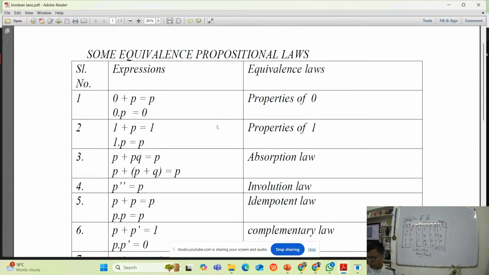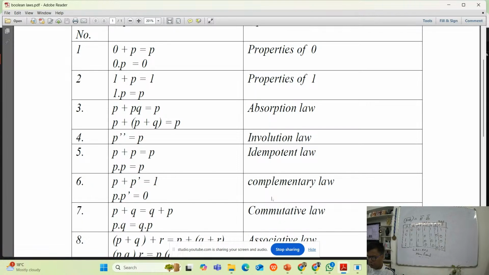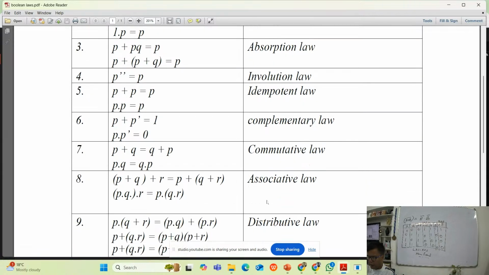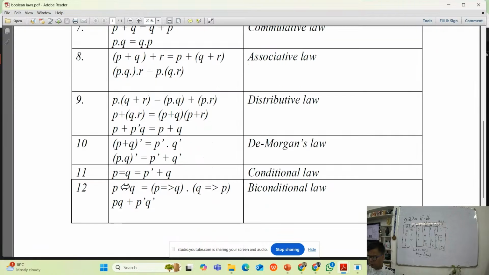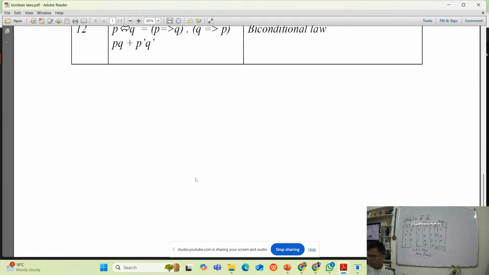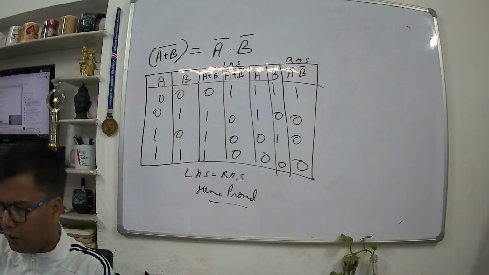Properties of 0, properties of 1, absorption law, involution law, idempotent law, complementary law, commutative law, associative law, distributive law, De Morgan's theorem. So these are the various Boolean laws you need to revise and remember. Now I'll be discussing the various logic gates.